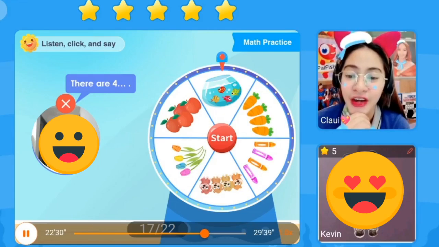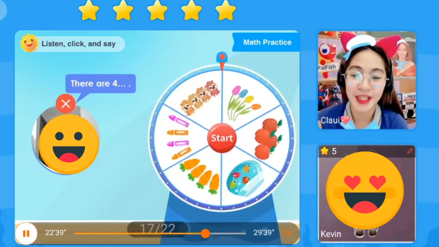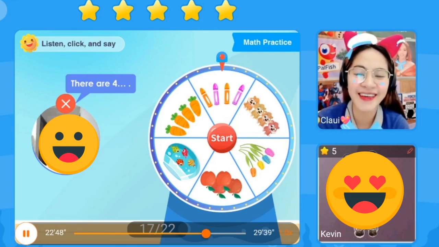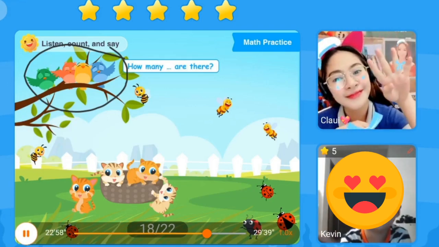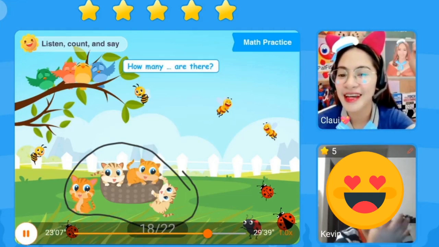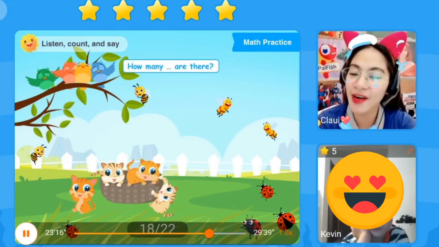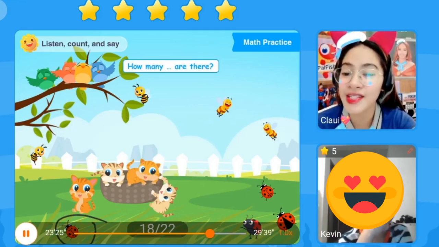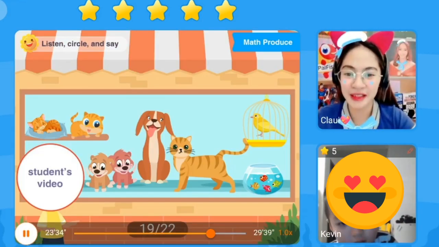How many fish are there? There are four fish. Wow. How many crayons are there? There are four crayons. Wow. Okay, look. This is the yard. How many birds are there? There are four birds. How many kittens are there? There are four kittens. How many bees are there? There are four bees. How many ladybugs are there? There are four ladybugs. Yes.